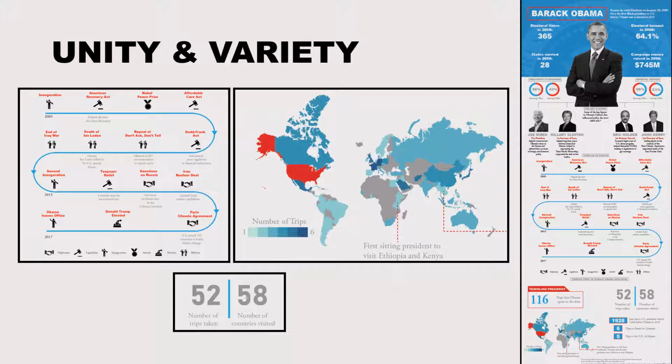Unity is similar with my visual language model through the use of straight lines, circles, and boxes, and it differs and showcases variety through the unconventional display of my timeline and the more detailed look of my map.